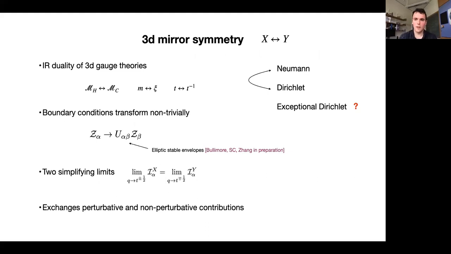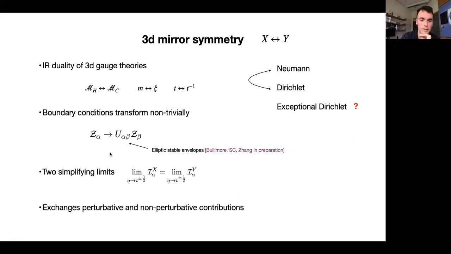Okay, so 3D N=4 theories enjoy this duality called mirror symmetry, which is an R duality, and in particular exchanges the Higgs branch and the Coulomb branch of the theories, and masses are exchanged for their FI parameters. All observables should match across this duality, and in particular, boundary conditions should also transform between two mirror dual theories. It's expected that Neumann boundary conditions are mirror dual to Dirichlet boundary conditions, but it's a little bit of a question mark what the dual of an exceptional Dirichlet boundary condition is.